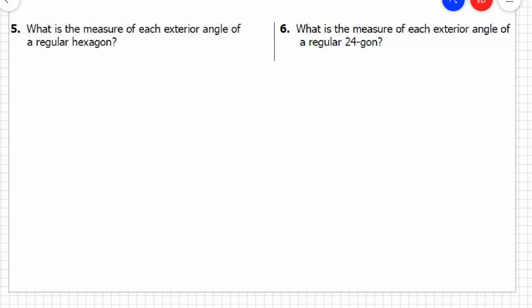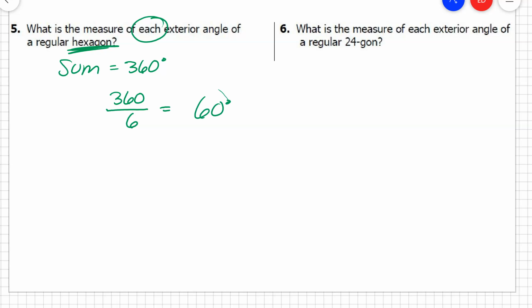Okay, what is the measure of each exterior angle of a regular hexagon? So if I were to ask you what is the sum, we first need to start there. Because if we start at the sum of all of the exterior angles of a hexagon, or any shape for that matter, the sum would be 360 degrees for exterior. So when we're trying to find each, that's going to just tell us that it's 360 divided by how many sides are in a hexagon? 6. Okay, so then we would divide that out, and each angle on that regular hexagon is going to be 60 degrees, because 360 divided by 6 is 60.